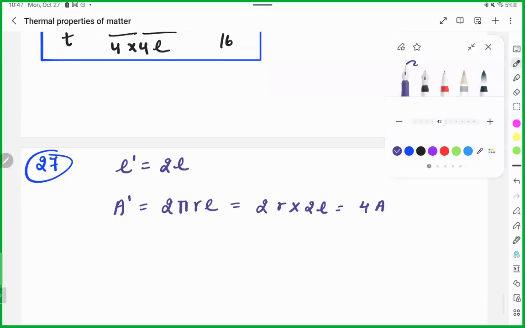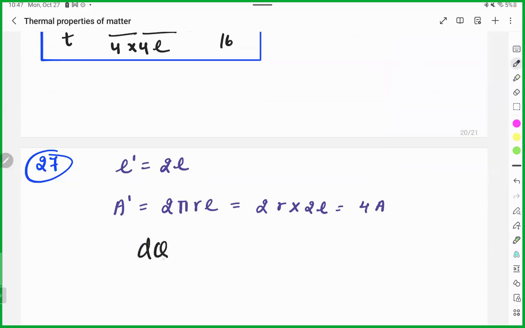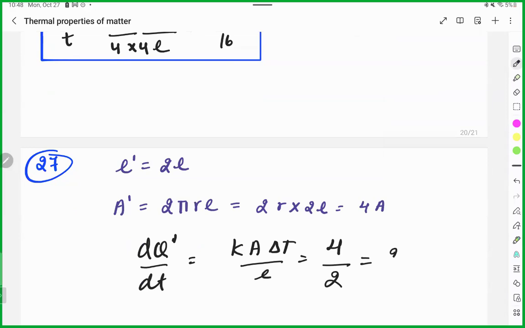You have to calculate the new dq by dt. So K is the same, area becomes 4 times, length becomes 2 times. Correct? Yes or no? Yes.